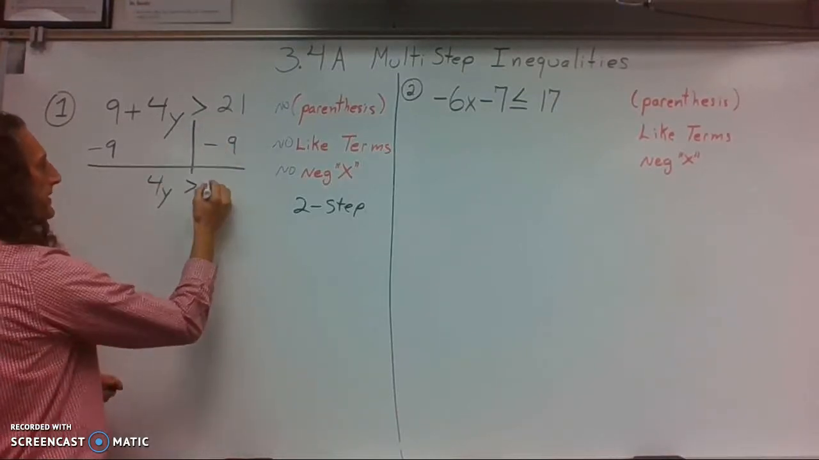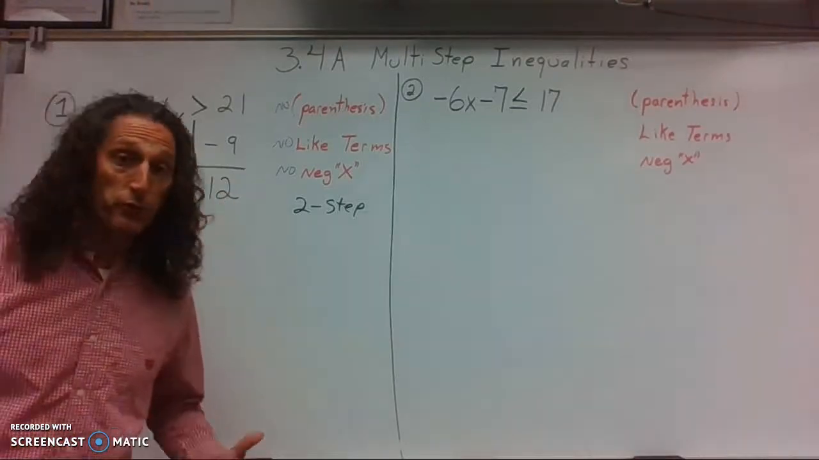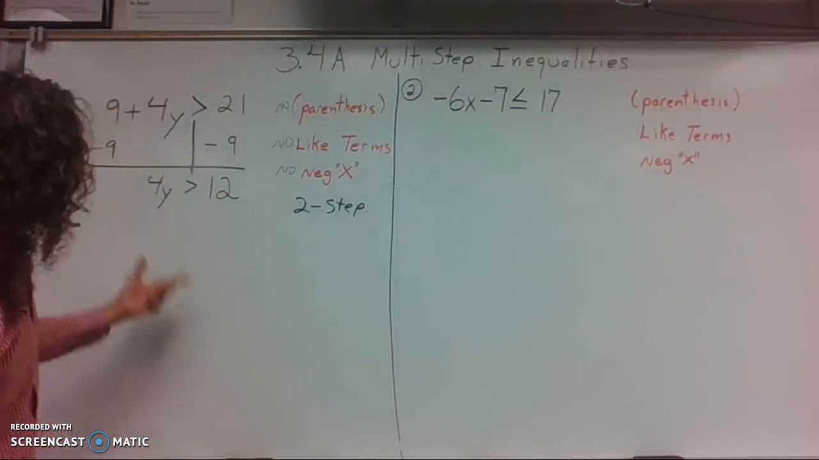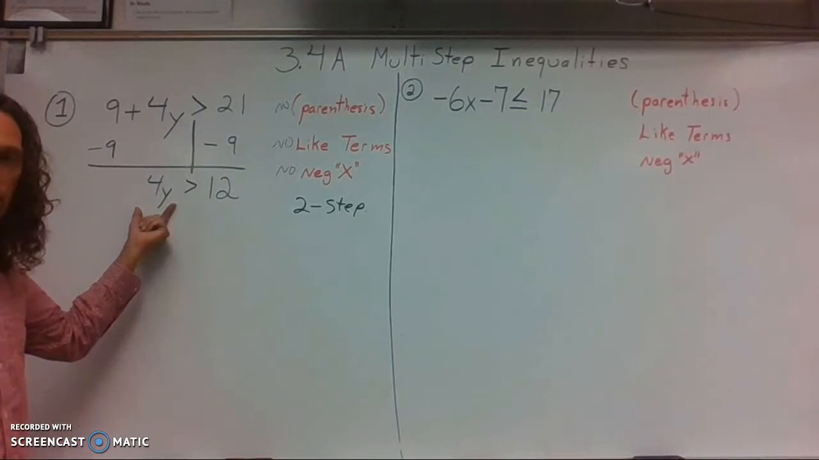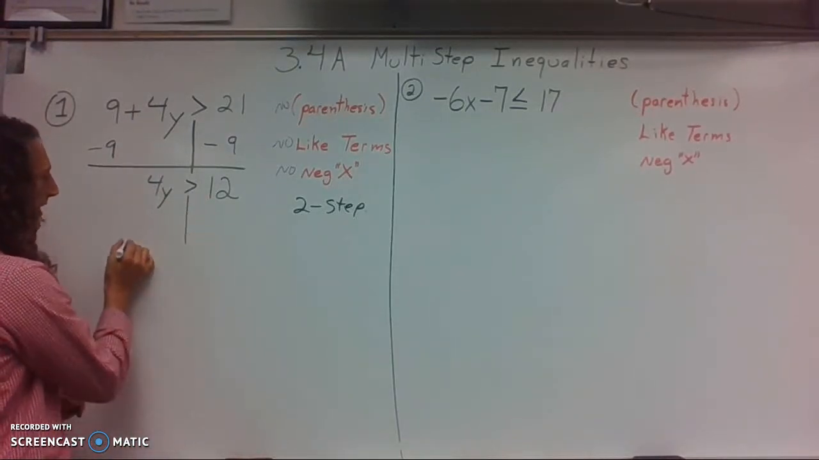21 minus 9 is 12, right? So that's my first step. I got rid of that 9. Now I look at this 4 again. If it's that close together, there's no gap. That means multiplication. So on this one again, drop.